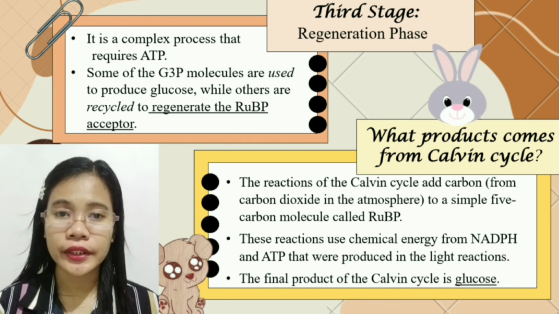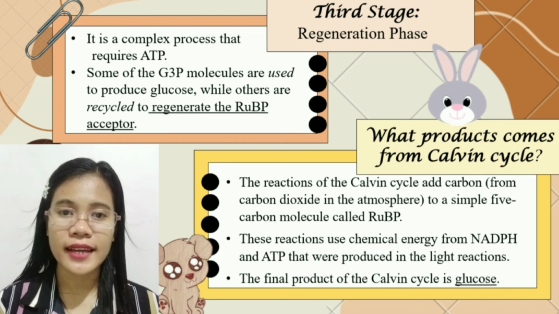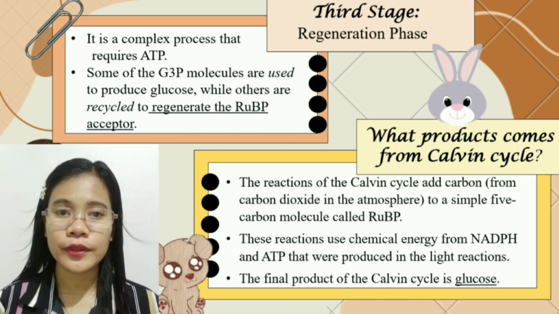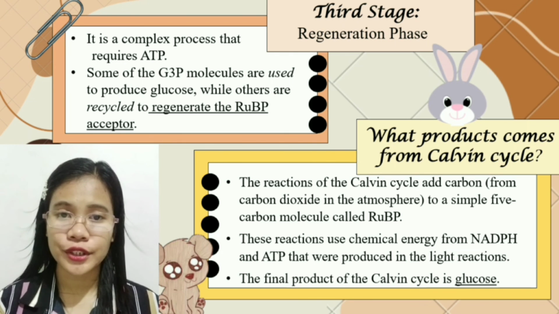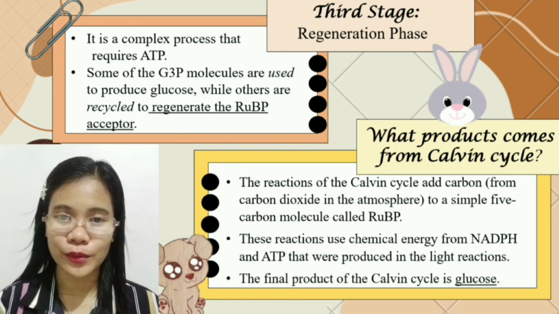So now that we've learned the three stages of the Calvin cycle and their mechanism, what about the products that come from this cycle? The reactions of the Calvin cycle add carbon from carbon dioxide in the atmosphere to a simple 5-carbon molecule called ribulose bisphosphate. These reactions use chemical energy from nicotinamide adenine dinucleotide phosphate and adenosine triphosphate that were produced in the light reactions. The final product of the Calvin cycle is glucose.